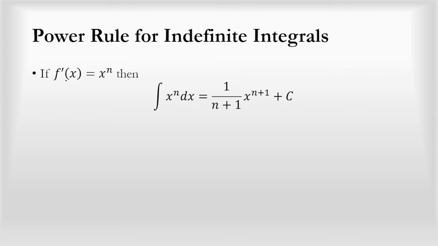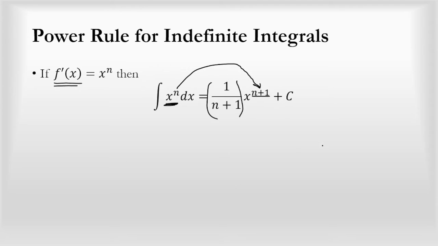If I know the derivative, f prime of x, and I'm saying that that is some power of x, then when I take the integral, I take that n and add 1 to it. So that x gets a new exponent. And out front, what I need to do is divide by n plus 1.